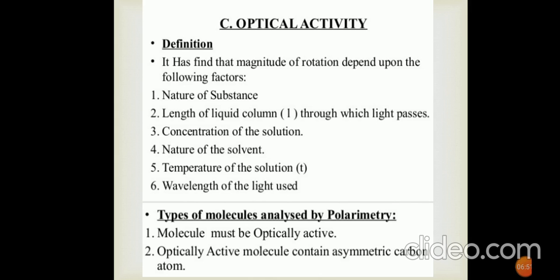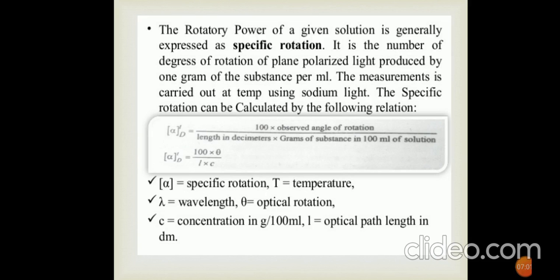For the types of molecules analyzed by polarimetry, the molecule must be optically active, and only optically active molecules contain asymmetrical carbon atoms. The rotation power of a given solution is generally expressed as the specific rotation. This is a very important term, specific rotation. Many times in exams this question is asked: what exactly is specific rotation?